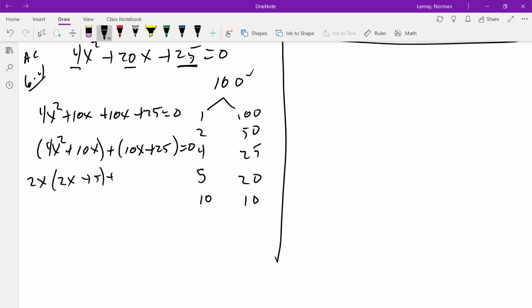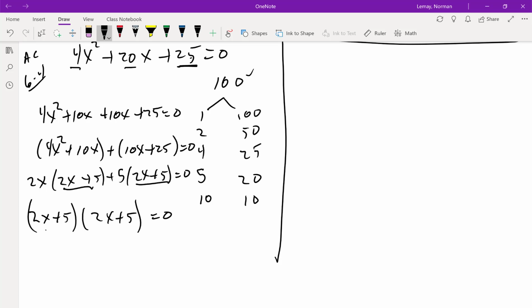Greatest common factor here is 5. So 2x plus 5 is 0. So 2x plus 5, 2x plus 5. Notice that we ended up with the same thing, and technically we would write this as 2x plus 5 quantity squared, but since we're solving and we have the same factors, we just get 2x plus 5 equals 0, and long story short, x equals negative 5 halves.